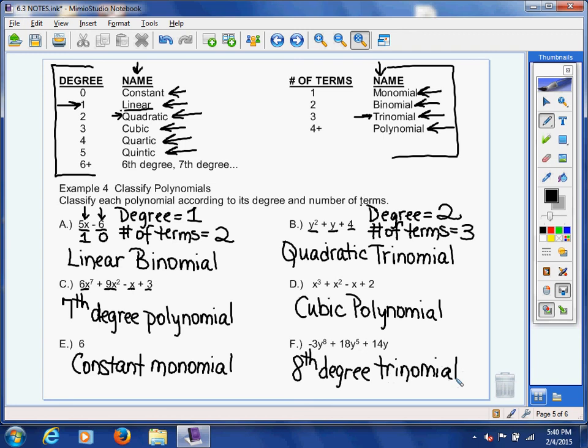So probably the hardest thing to remember are these special names for the degrees. Once you get past quadratic, it probably won't really sink in that cubic is 3, quartic is 4, and quintic is 5. Just do the best you can.